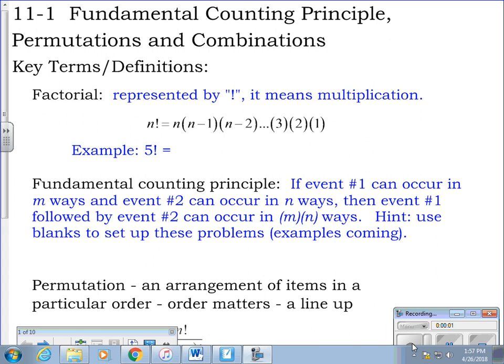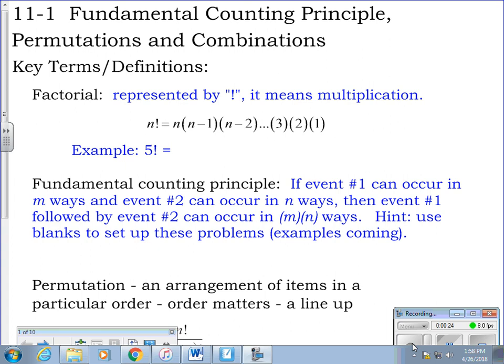So, fundamental counting principle, permutations, and combinations. Today is about how to count. We're going to learn how to count things. So the first one is factorial.